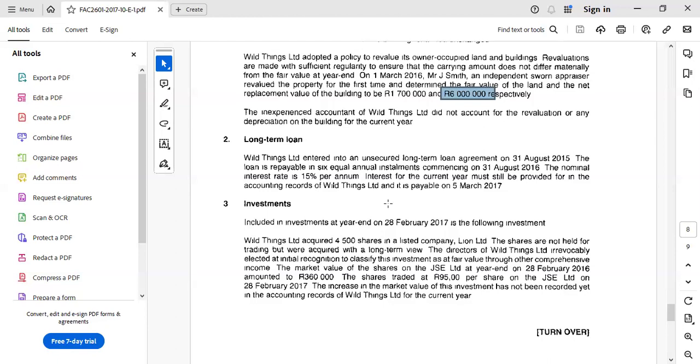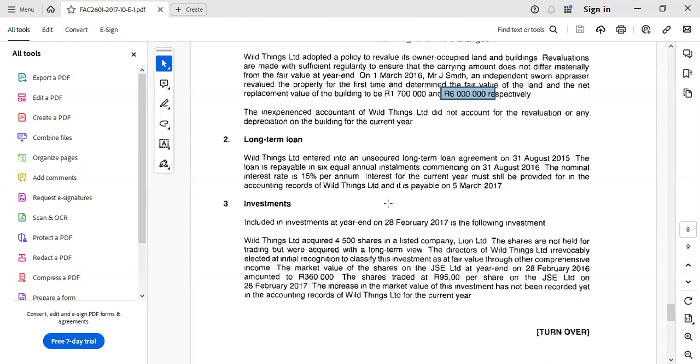Right, the nominal interest rate is 15% per annum. Interest for the current year must still be provided for in the accounting records of Wild Things Limited and is repayable on 5 March 2017. So we need to find the interest for the current year. But we should be very careful. Remember, we don't want the interest from 31 August 2015, number one. We need the interest from 1 March 2016. In our profit or loss, we only include interest for the current year, which started on 1 March 2016.